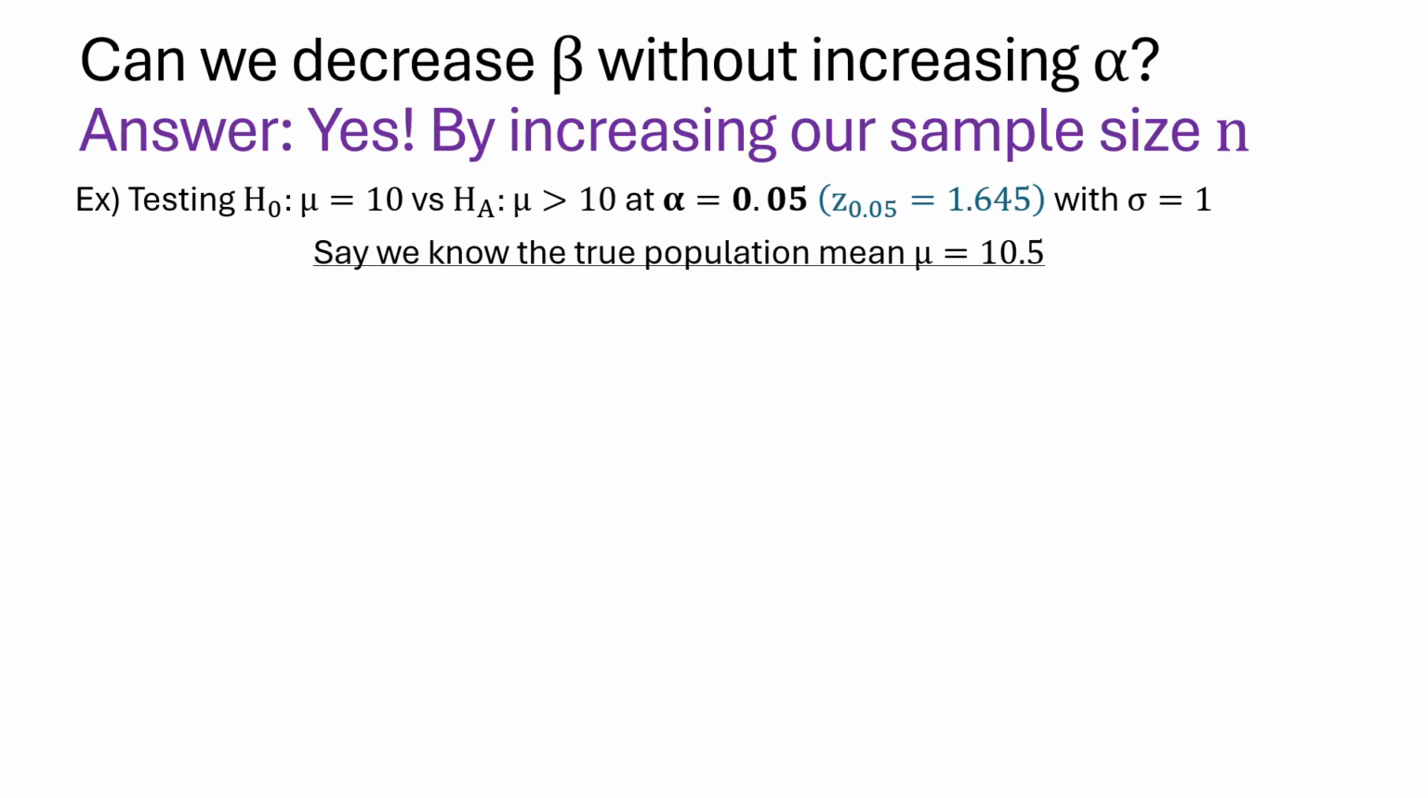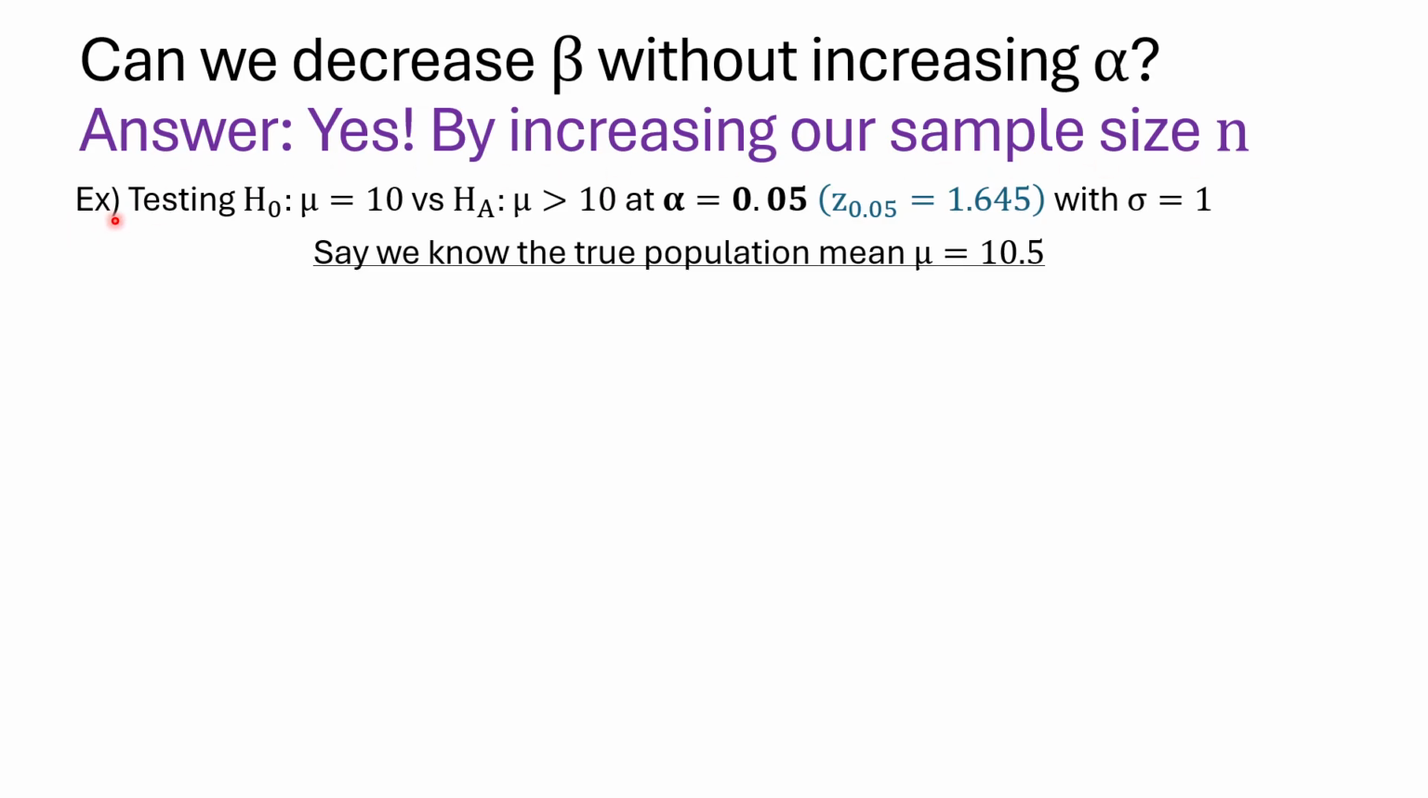But there's still something great we can do to fix this issue. Can we decrease beta, the probability of making a type 2 error, without increasing alpha, the probability of saying we have something when we don't? The answer is yes, by increasing the sample size.